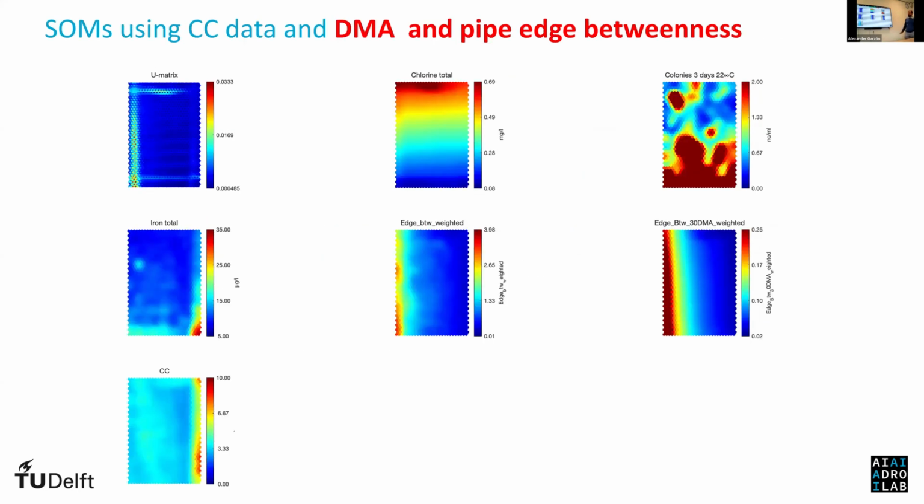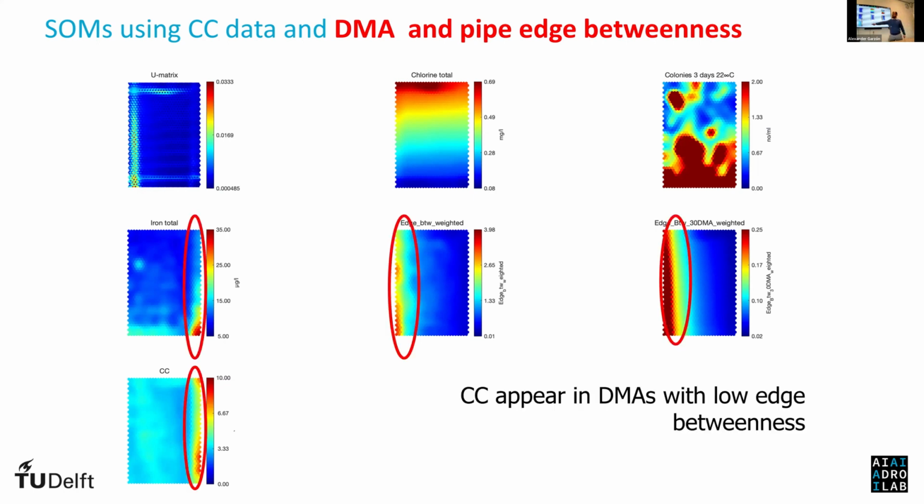Last thing, what you see here is the customer contacts that I mentioned before. It's about when they actually called and complained about discolored water. And again, I'm not going to repeat all the parameters, but you'll notice again that there is a reverse correlation between the edge betweenness, both the DMA and the pipe, with iron and also the customer contacts.